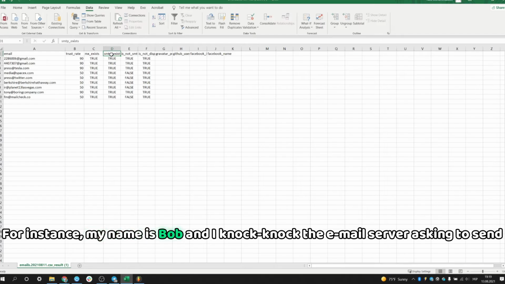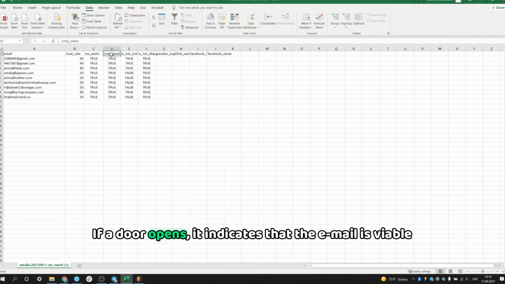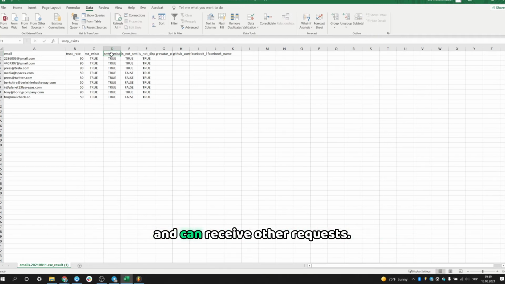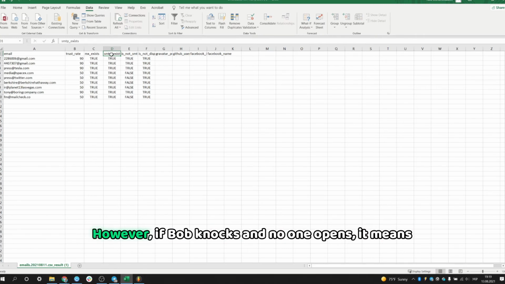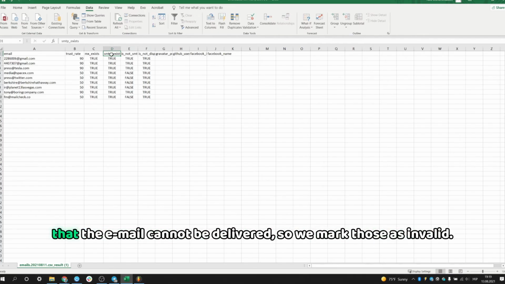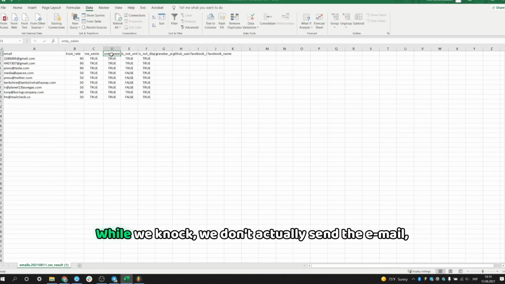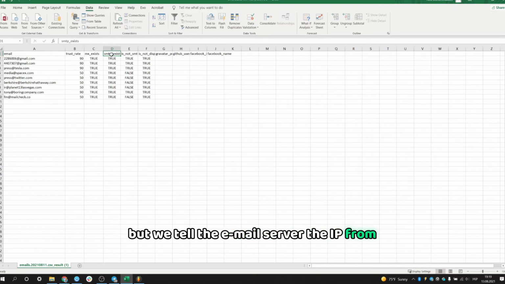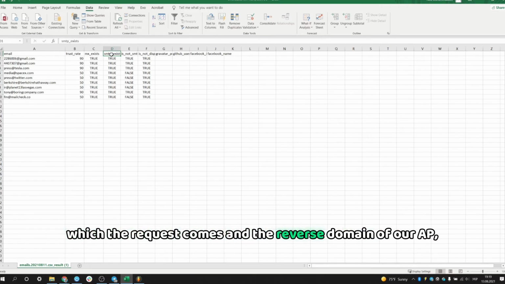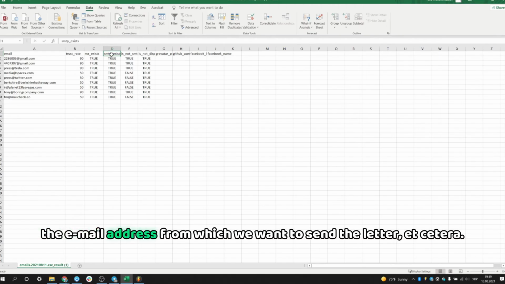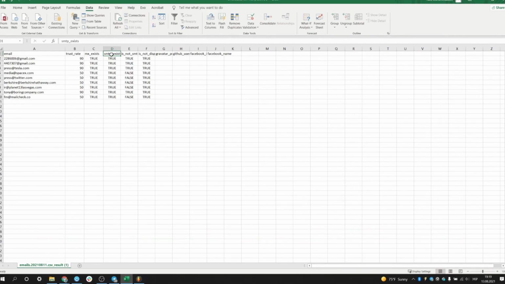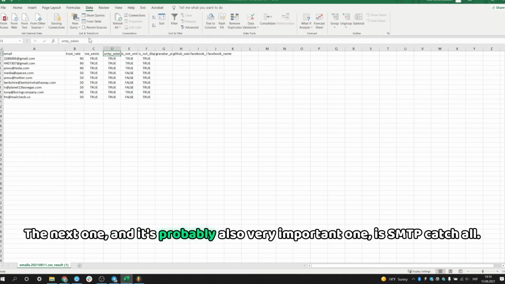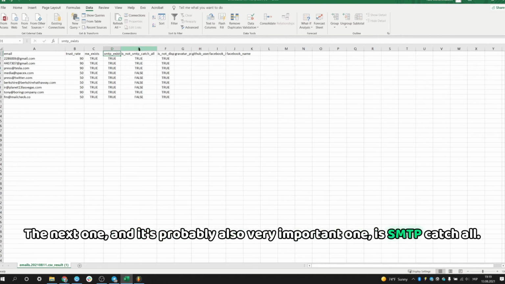For instance, my name is Bob and I knock on the email server asking to send me an email. If a door opens, it indicates that the email is viable and can receive other requests. However, if Bob knocks and no one opens, it means that the email cannot be delivered, so we mark those as invalid. While we knock, we don't actually send the email, but we tell the email server the IP from which the request comes and the reverse domain of our IP, the email address from which we want to send the letter, etc.